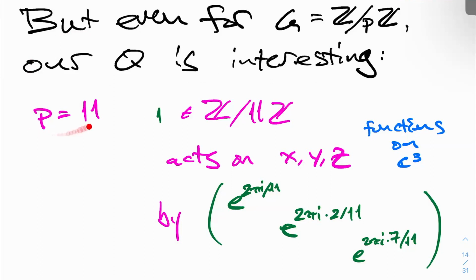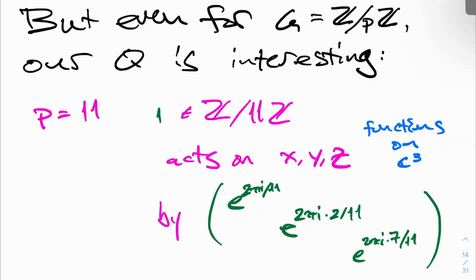So let's take P equals 11. So we're going to have the group be the cyclic group of order 11. We can specify the action of this group on a complex vector space just by specifying the action of its generator. So let's take the generator and say it acts on a complex vector space C3.